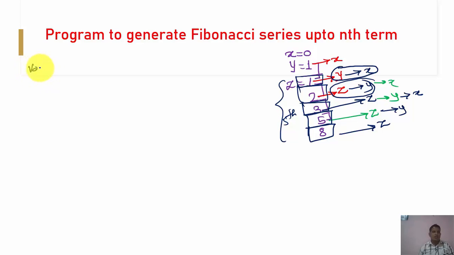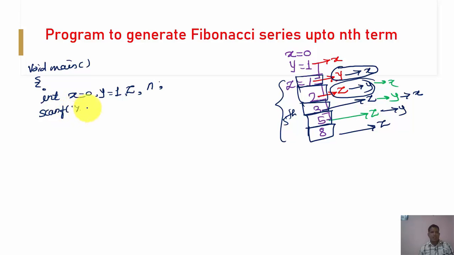Now let us consider the program. So, a simple void main function. Inside this, I am going to define x is equal to 0, y is equal to 1, and z for the result. And to keep track of the nth term, I am going to define n. Then I am going to accept the value of the nth term here. And one more variable to keep track here, i.